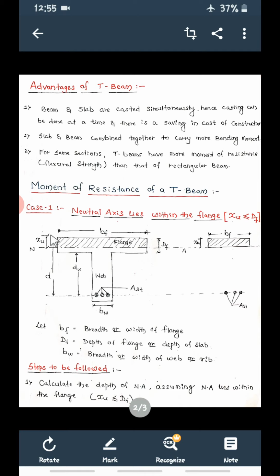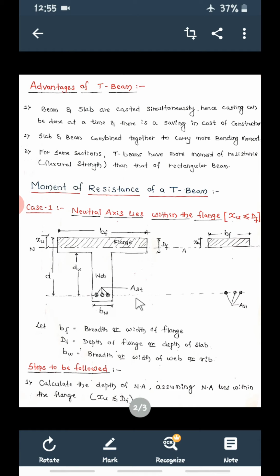This is XU, up to the neutral axis. This is BF, breadth of flange. Then this is AST. So only two zones: this is the compression zone, this is the tension zone. Now let us consider BF. What is BF? Width or breadth of flange. What is DF? DF will be the depth of flange or depth of slab. Then BW, width of rib.